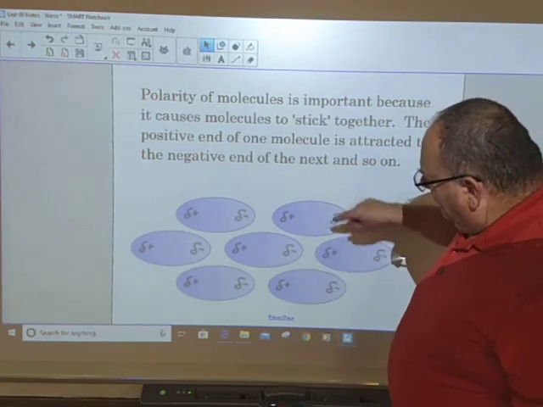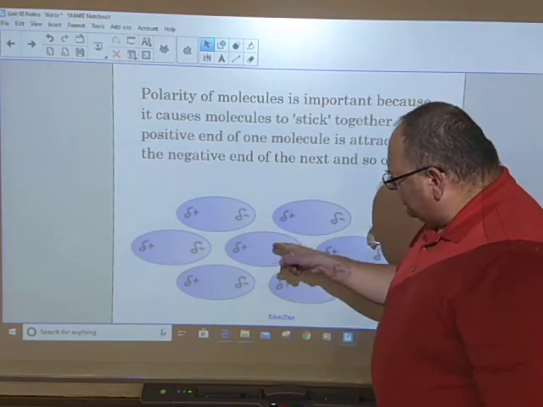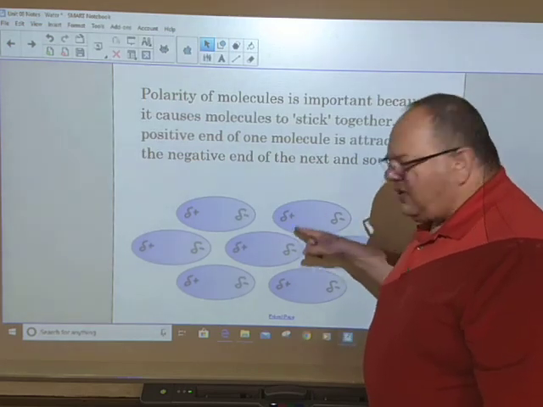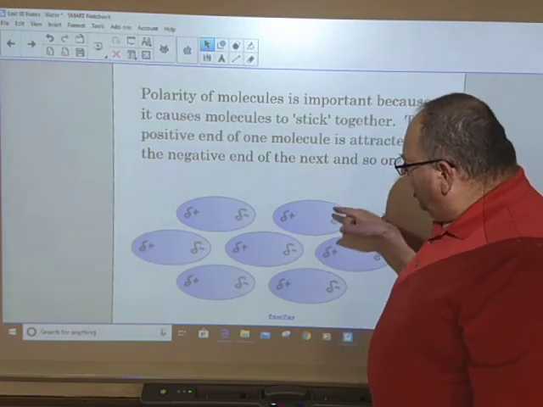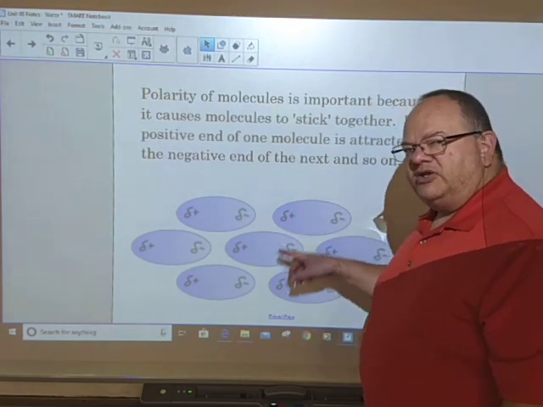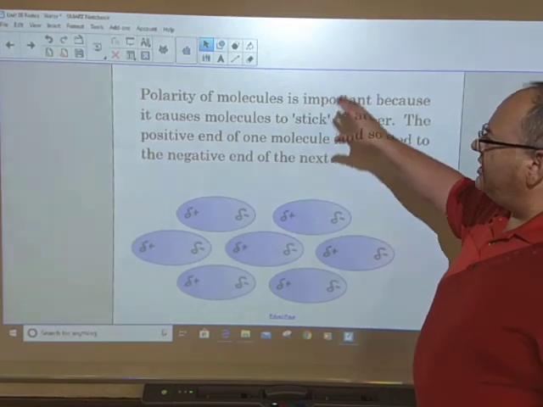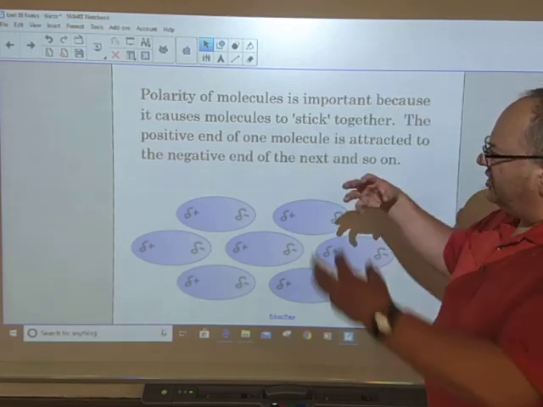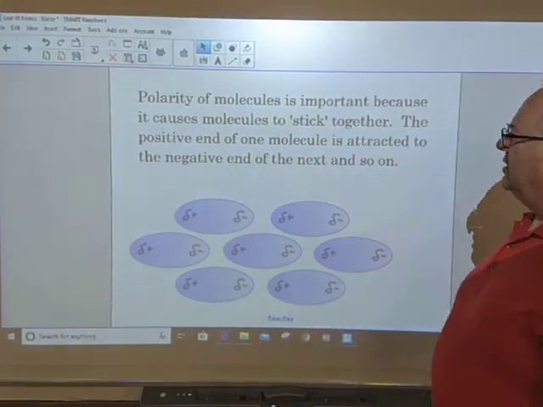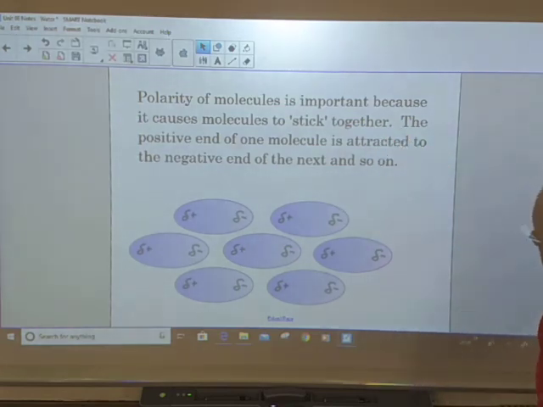So even though this molecule is a distinct unit of atoms, and this molecule is a distinct unit of atoms, there are little attractions between the molecules. And the more polar these molecules are, the stronger the attractions between the molecules. So the polarity of the molecules causes the molecules to stick together, to cling together. They're attracted. The positive of one is attracted to the negative of the next.